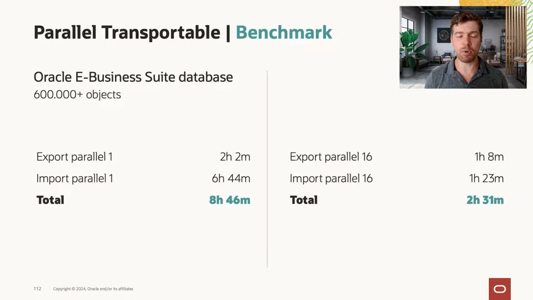Here is an example and a benchmark we had with EBS with 600,000 objects. Without parallelism, it ran in about 9 hours. But when we enabled parallel equal to 16 for both the export and import, we reduced it to 2 hours and 30 minutes, about 30% of the total time it had without parallelism. So we see here how parallelism can improve and reduce our migration window.